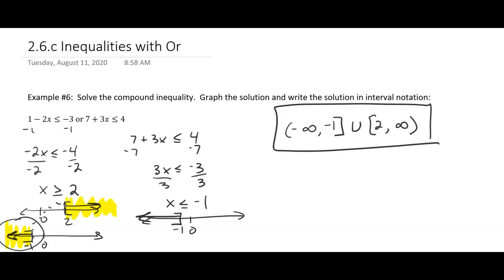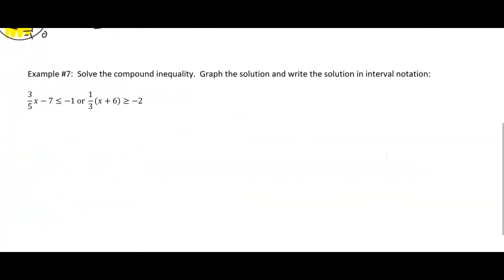Okay, so I hope that works. And if not, we do another example. Okay, so here comes another example. Same directions. So we're going to add 7 to both sides. That probably scared you. All right, so I get 3/5 x is less than or equal to 6.